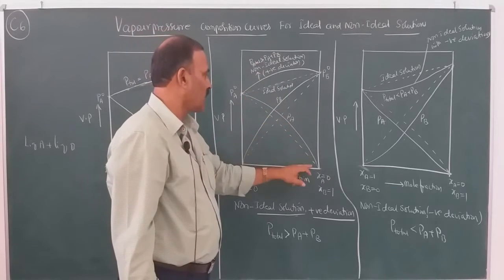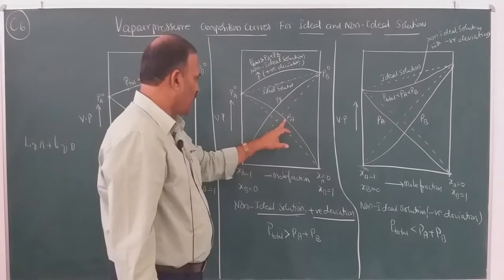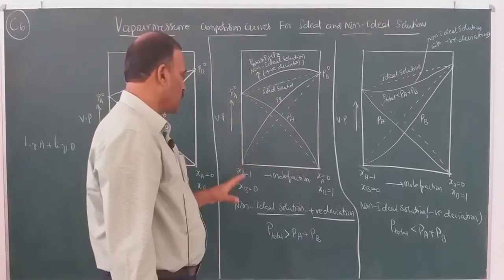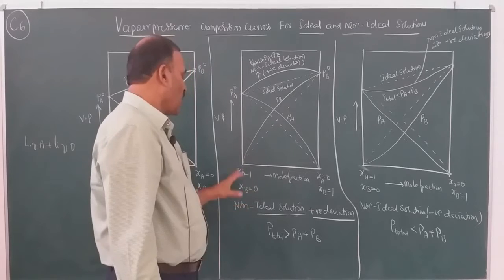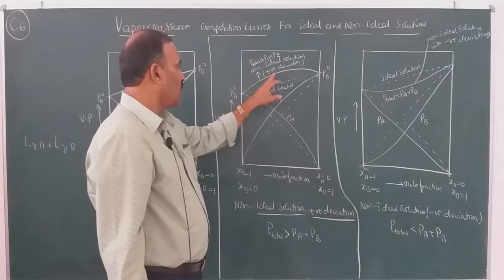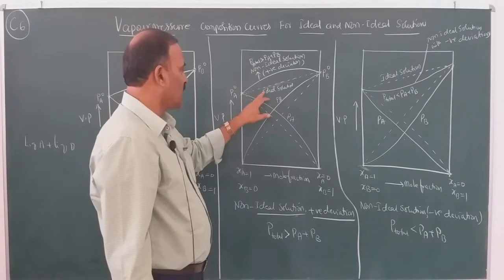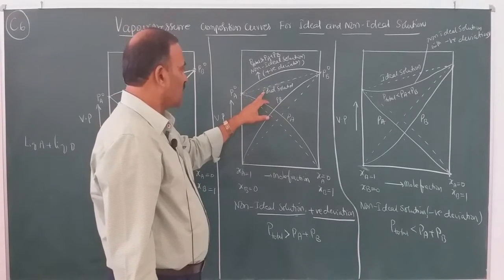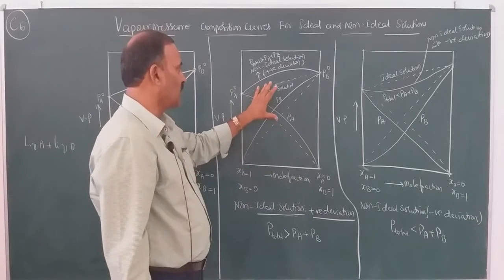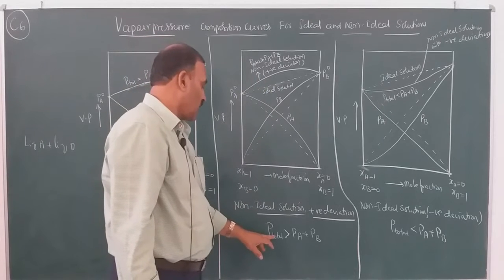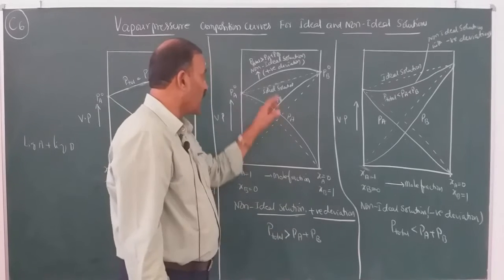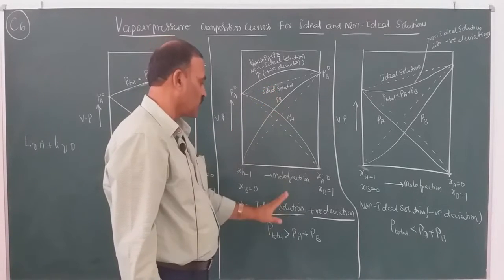This curve is for liquid A and this curve is for liquid B. So you have to bear in mind that for a non-ideal solution with positive deviation, the total vapor pressure is always greater than the total vapor pressure of an ideal solution of the same composition. So P total for a non-ideal solution is greater than that of an ideal solution for the same composition.